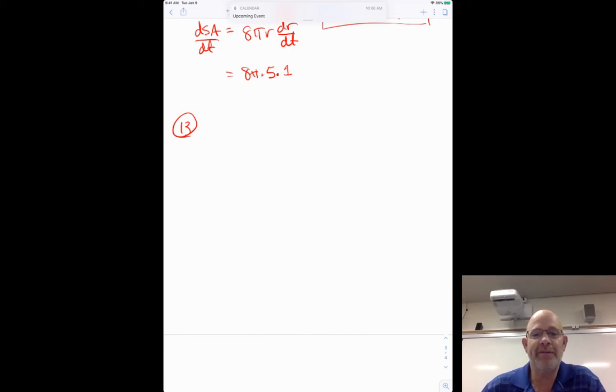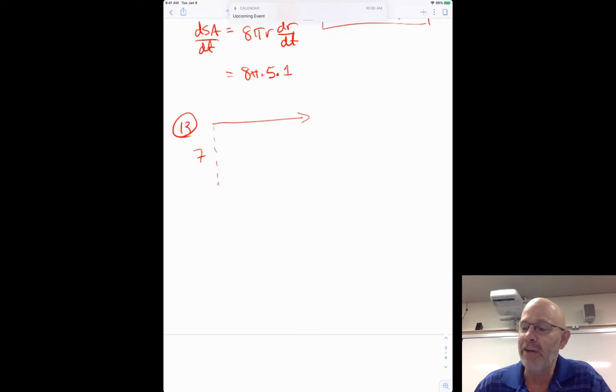Okay, problems 13 and 14. I'm guessing that we're going to jump a little bit in level of difficulty here. 13, we got air traffic control. An airplane is flying at an altitude of 7 miles. So we got this airplane going this way, and its altitude is 7 miles.